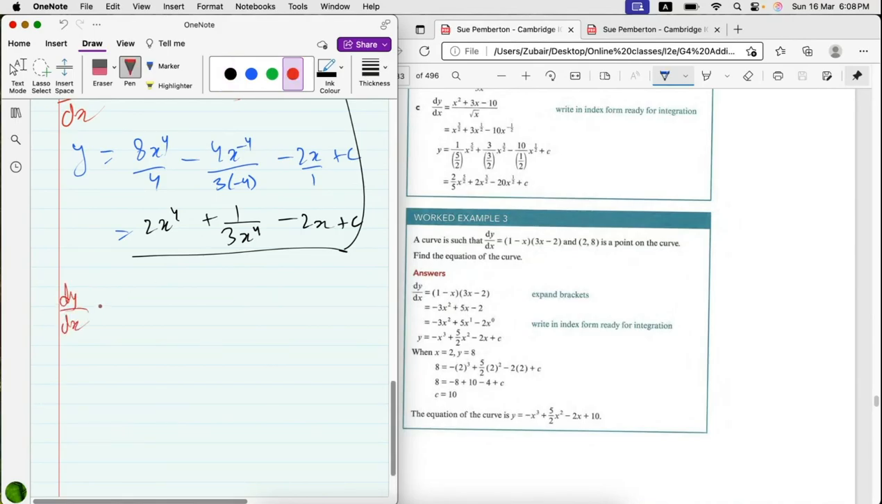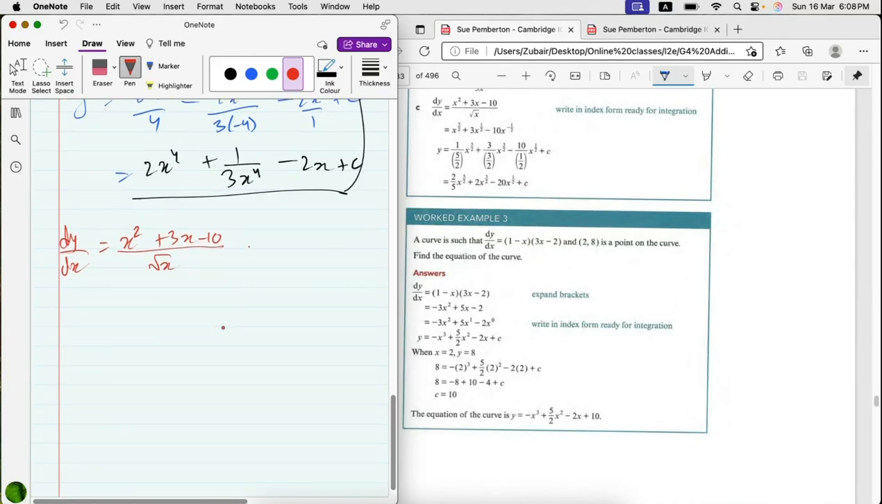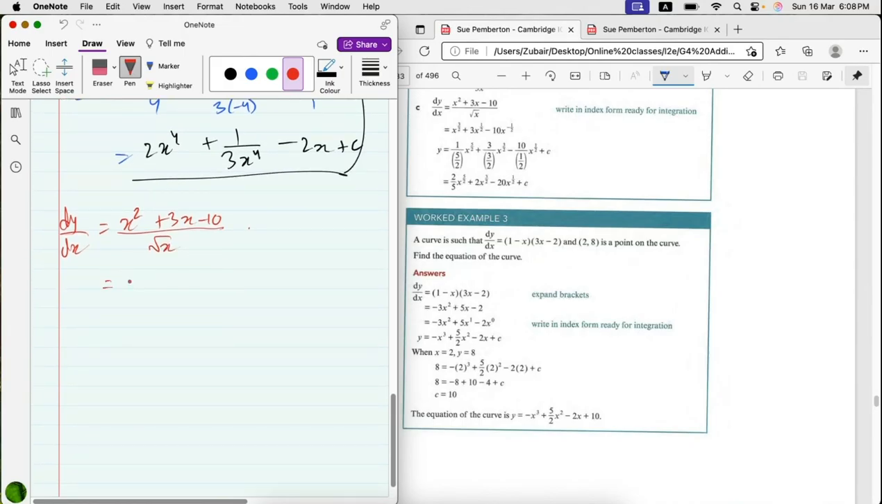dy by dx is equal to x square plus 3x minus 10 over square root x. First we simplify by separating all of them: x square over square root x plus 3x over square root x minus 10 over square root x. Now this is basically indices. When simplifying, the power is 2 and at the bottom the power is 1 by 2.